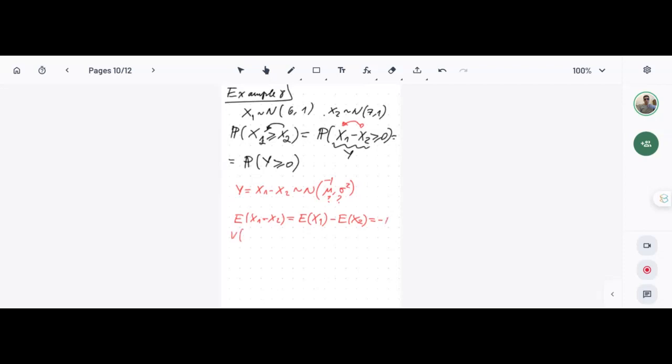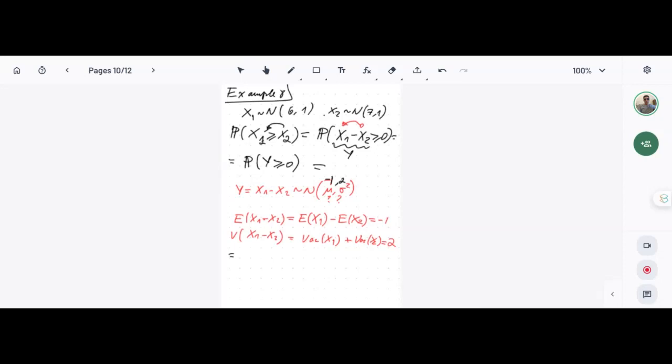So what about the variance of x1 minus x2? Given independence, this is going to be equal to variance of x1 plus, remember, not minus, plus variance of x2. And that is going to give you 2, right? So this guy is actually equal to, let me use another color here. This is minus 1, and this is going to be 2.